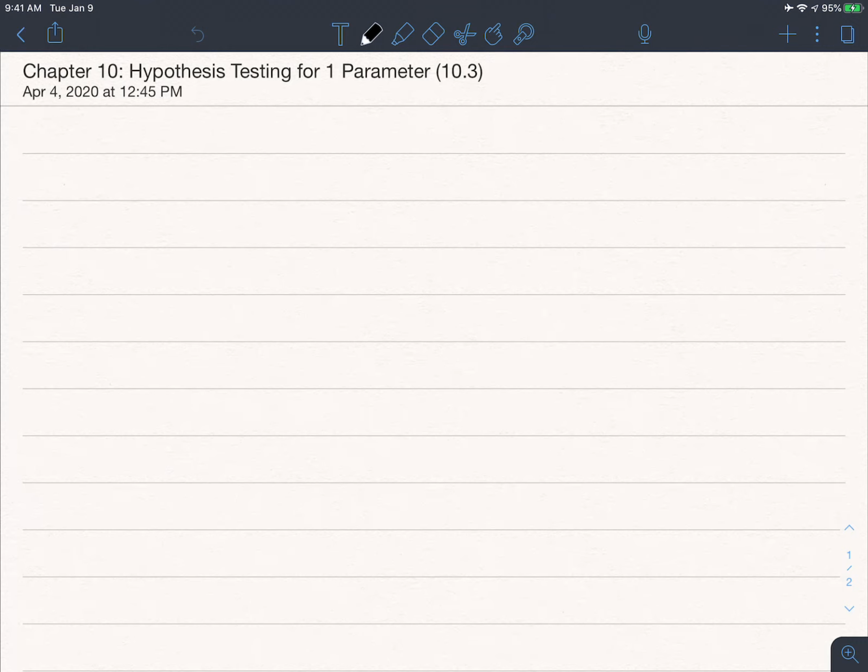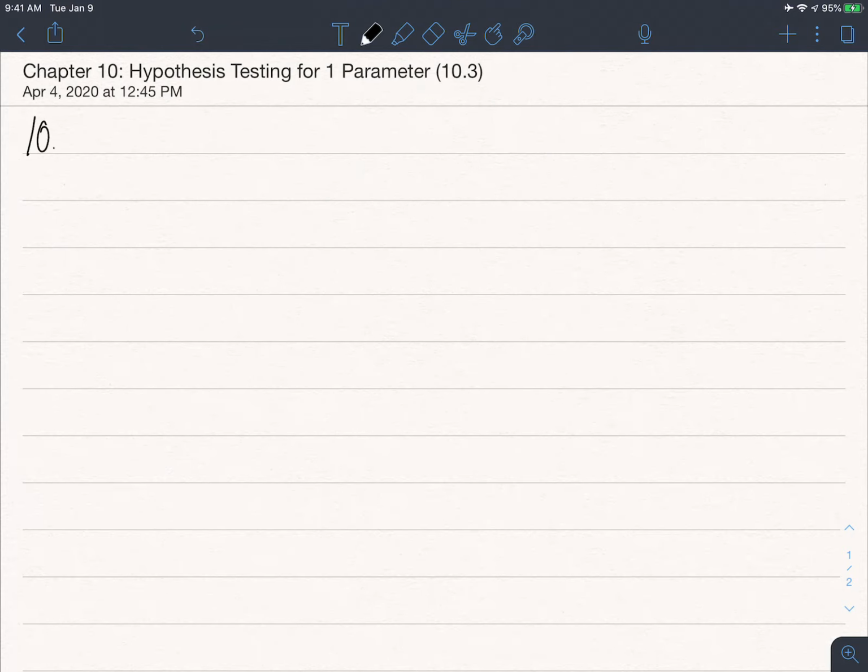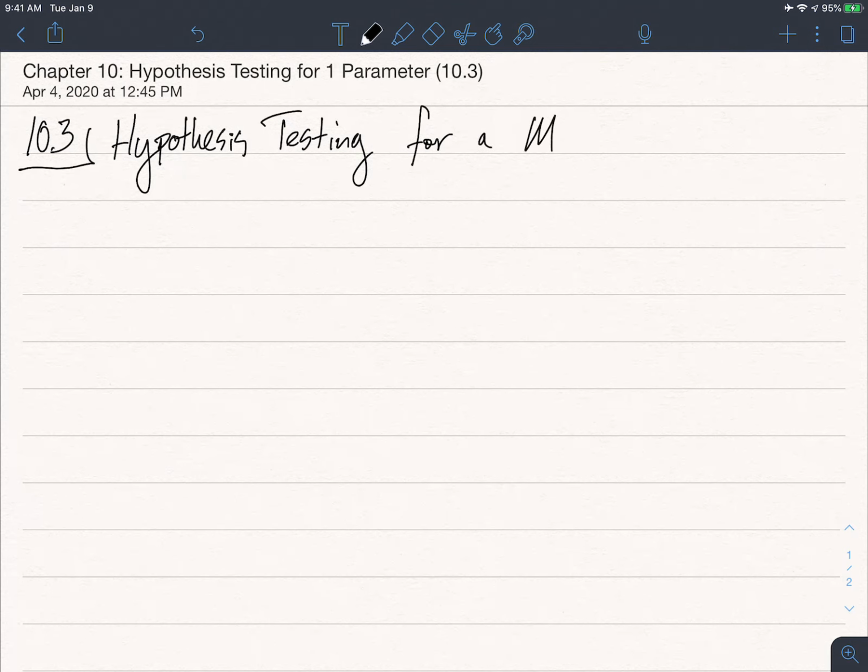All right, so in 10.1, we learned the language of hypothesis testing, learning what the null hypothesis, the alternate is, what all the basic stuff is for hypothesis testing. In 10.2, we learned about hypothesis testing for a proportion and did a few examples there. Now we move on to 10.3, which is hypothesis testing for a mean.